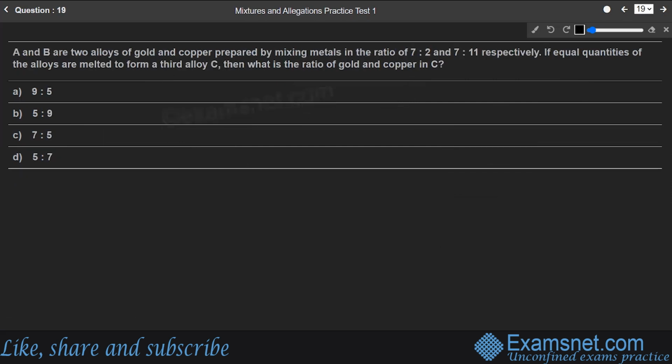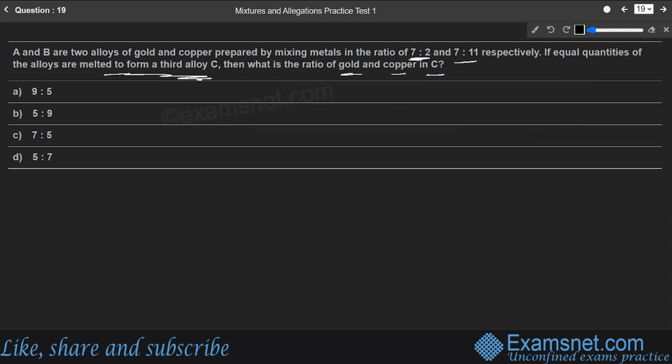Next, what says the 19th one? A and B are two alloys of gold and copper prepared by mixing the metals in the ratio 7 is to 2 and 7 is to 11 respectively. If equal quantities of the alloys are melted to form a third alloy C, then what is the ratio of gold and copper in C?